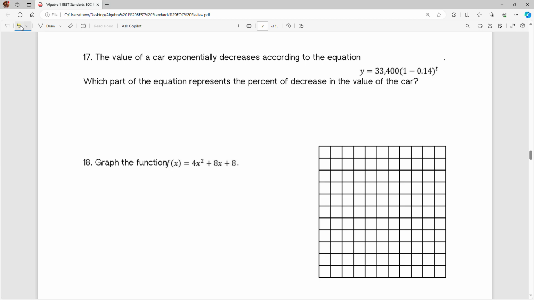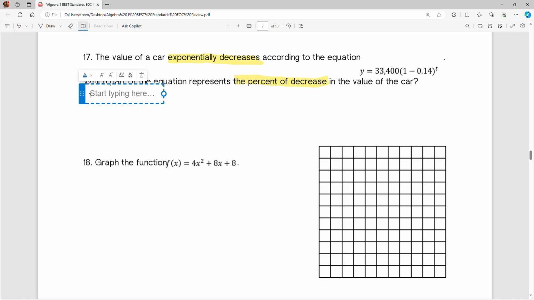Number 17, we have the value of a car exponentially decreases according to the equation y equals 33,400 times the difference of 1 and 1400ths to the power of t. Which part of the equation represents the percent of decrease in the value of the car?